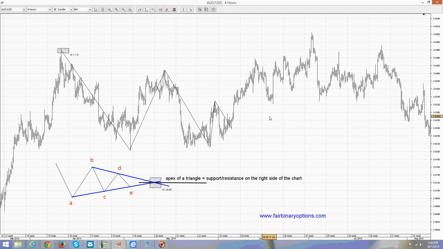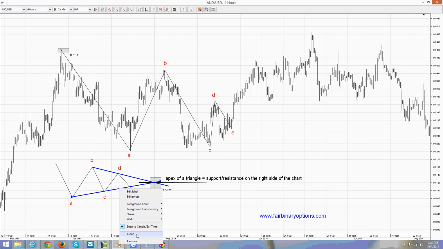Like any contracting triangle, it travels within the A and C and B and D trend lines. So this would be wave A, this would be the B wave, this would be the C wave, of course the D wave to the upside, and the E wave here. A, B, C, D, E, and then the market is supposed to break higher out of this contracting triangle.